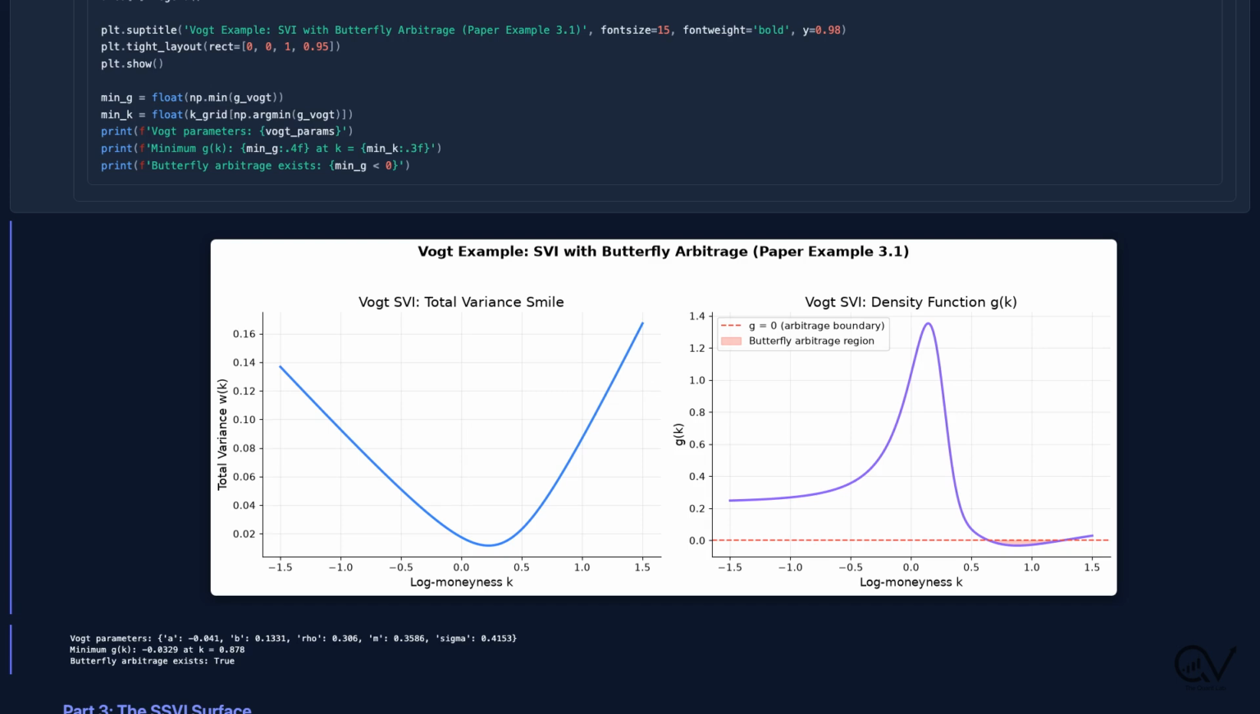Any trader who priced butterfly spreads using this surface would be exposed to a model arbitrage. The key insight is that the total variance plot gives no visual warning. You need to compute g explicitly. This is why the paper's closed-form conditions are so valuable. They let you avoid this situation entirely without having to scan g over a grid every time you recalibrate.